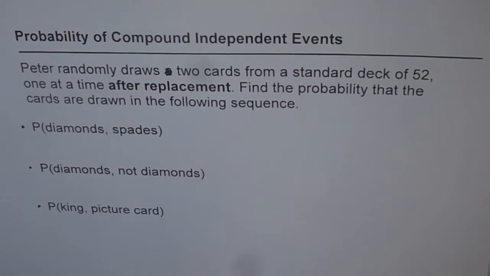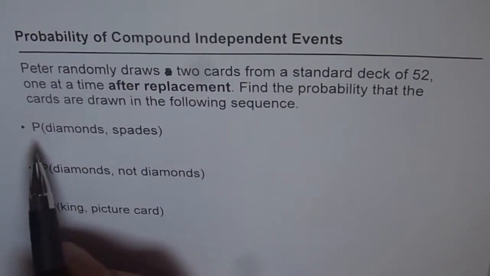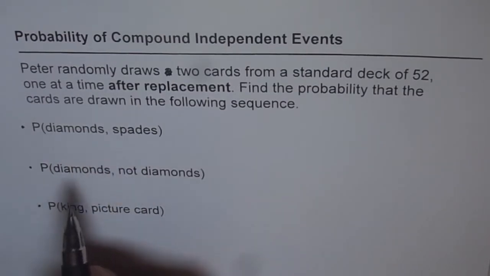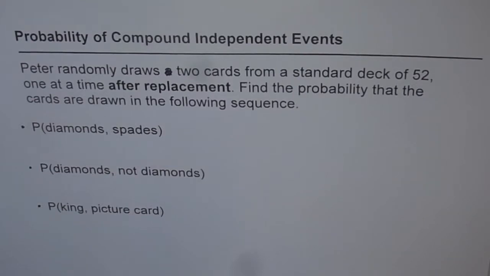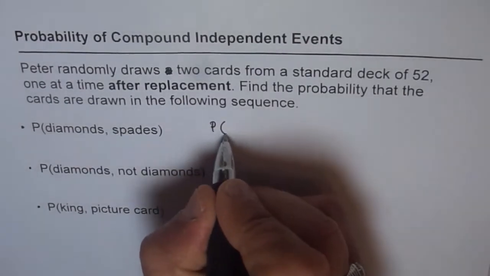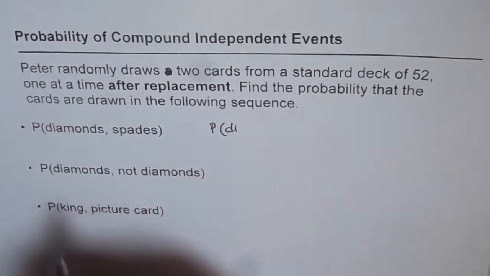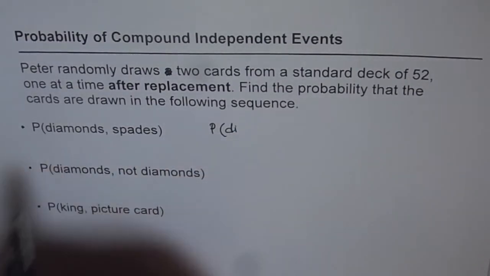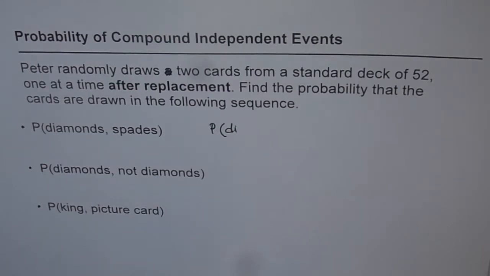Now, let's look into these solutions. First one is probability of drawing diamonds and then probability of drawing spades. So these are two exclusive probabilities, right? So what is the probability of drawing diamonds? There are 13 diamond cards, right? So the probability of drawing diamonds will be 13 over 52. And next time you get a spades card. So what is the probability of getting spades next time? It will be 13 over 52, right? Because there are 13 spades.